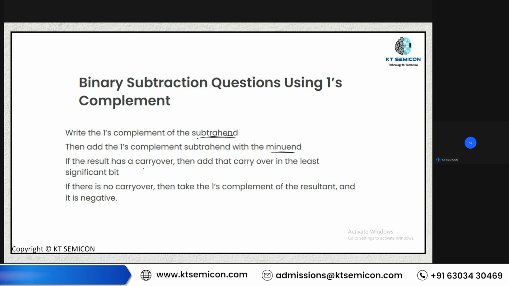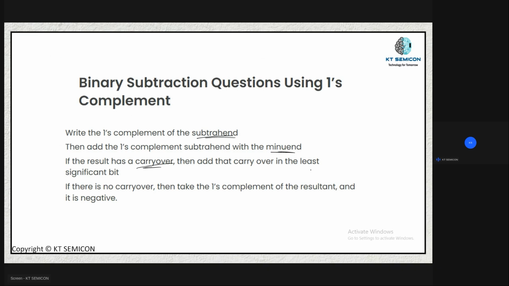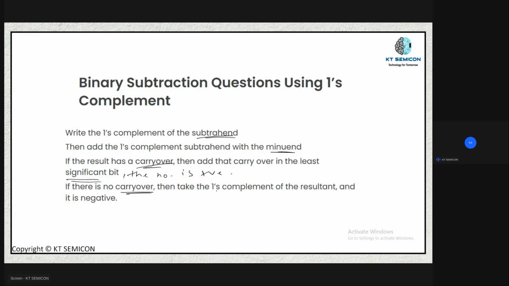Now, if the resultant has a carryover, then add the carryover in the least significant bit, and the number is positive. And if there is no carryover, like this example which we have seen, then the number is a negative number, and we need to take the ones complement of the resultant, and the number is a negative number.